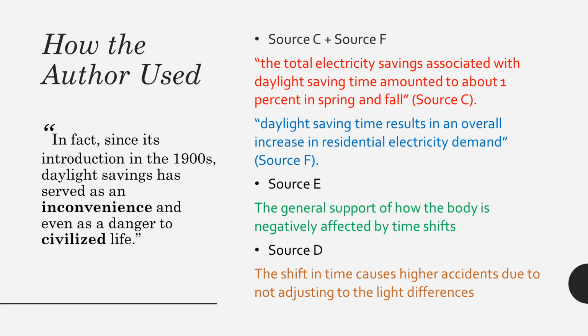The second body paragraph largely focused on source E, the general support of how the body is negatively affected by time shifts. They talked about how our human body is not quite doing well with DST. In the last paragraph, source D, the shift in time causes higher accidents due to not adjusting to the light differences. So they don't synthesize too much, but in the first paragraph, they do that particular combination. All the sources transition into each other. That in itself is also a form of synthesis as well.